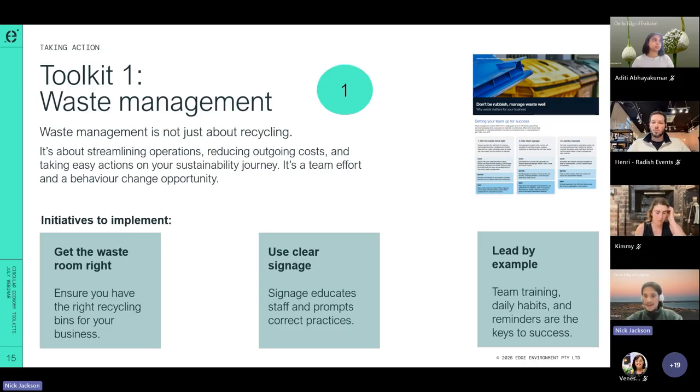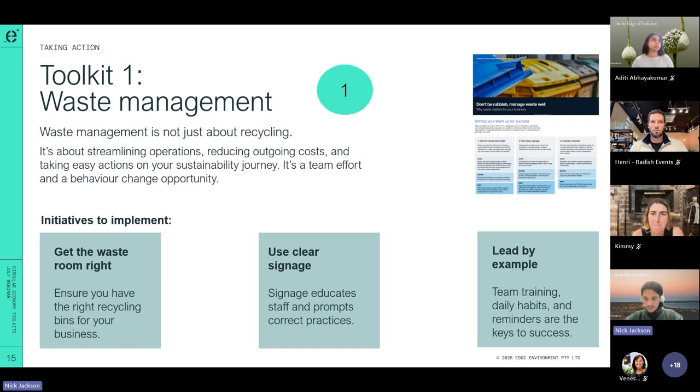The second initiative leans into that. It's using clear signage. Visual prompts are super effective in kitchens, especially fast-paced environments where teams are busy. So use signage and also use bin liners that are colored as well to help your staff differentiate and use the right practices. Now, the last one is leading by example with team training and daily habits.